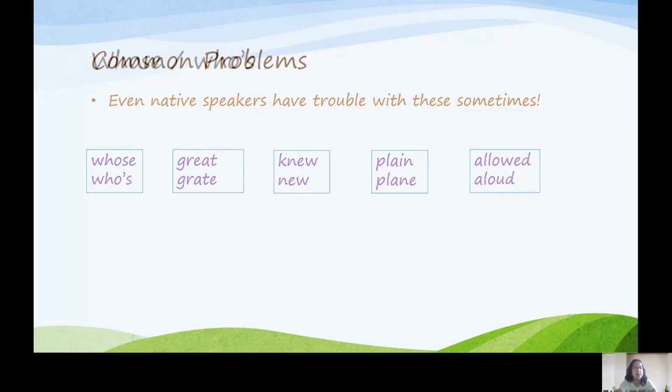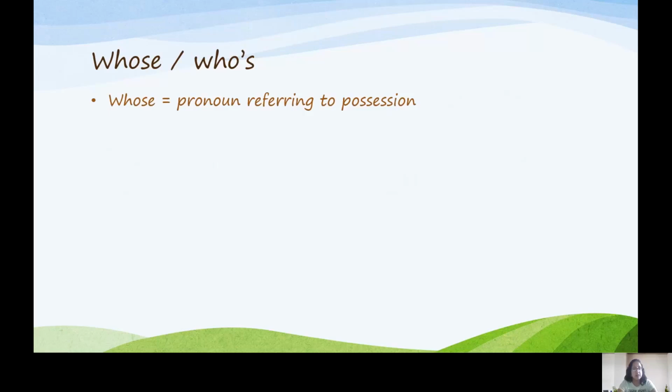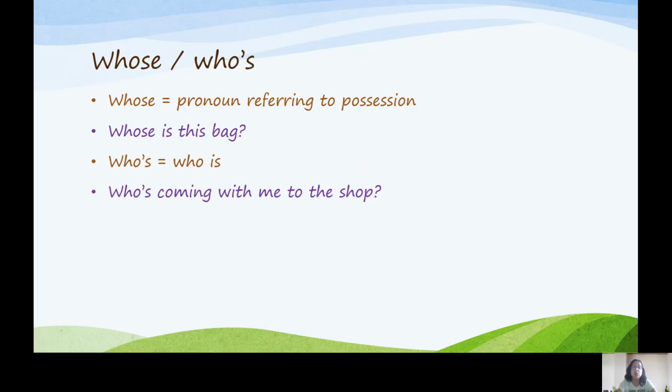Let's start with whose. This one is a pronoun referring to possession. So when you're talking about something that belongs to someone. For example, whose is this bag? So it means who does this bag belong to? Or with the apostrophe, it means who is, or perhaps who has. For example, who's coming with me to the shop? Who is coming with me to the shop?